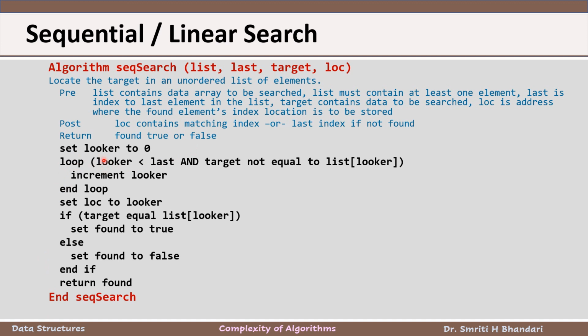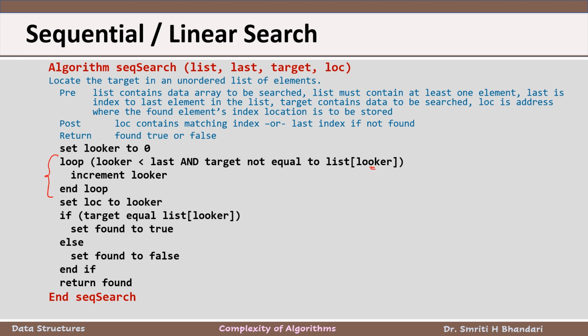So we are having one running variable here, set looker to 0. And most importantly, we are having this loop, right? In this loop we are checking the condition whether looker is less than last, that means whether we have reached the end of the list, and whether target is not equal to the element under consideration with respect to the position looker.